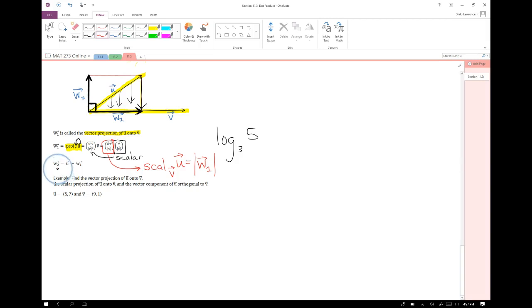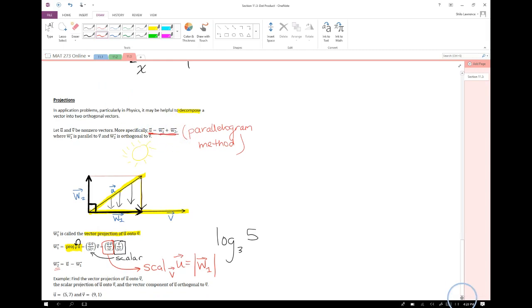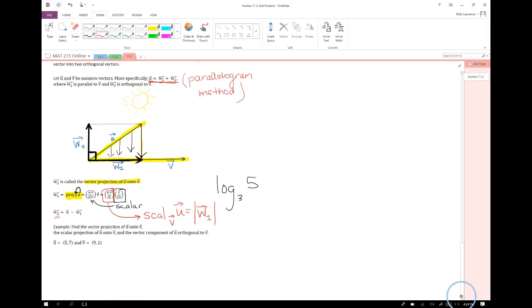And then to calculate w sub 2, which is our vector component orthogonal, since we said just a second ago that u is w sub 1 plus w sub 2, u is going to be given. We just had a formula to calculate w sub 1. So to calculate w sub 2, we could just manipulate that equation algebraically and subtract the w sub 1 over to the other side. To get that orthogonal component, we just do our vector u minus our w sub 1.